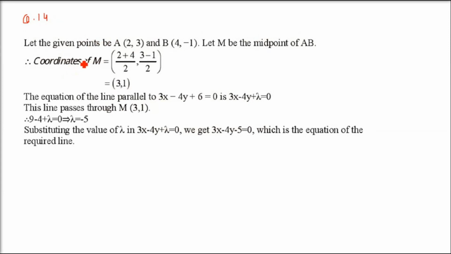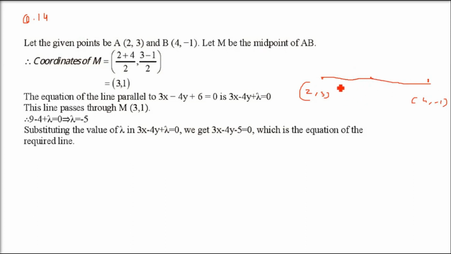Find the equation to the straight line parallel to 3x minus 4y plus 6 equals 0 and passing through the middle point of the join of points (2, 3) and (4, minus 1). So there are 2 points, (2, 3) and (4, minus 1). Let us take these 2 points, and then there is a line which is passing through the midpoint. So how can we find out the midpoint? We will use the midpoint formula.